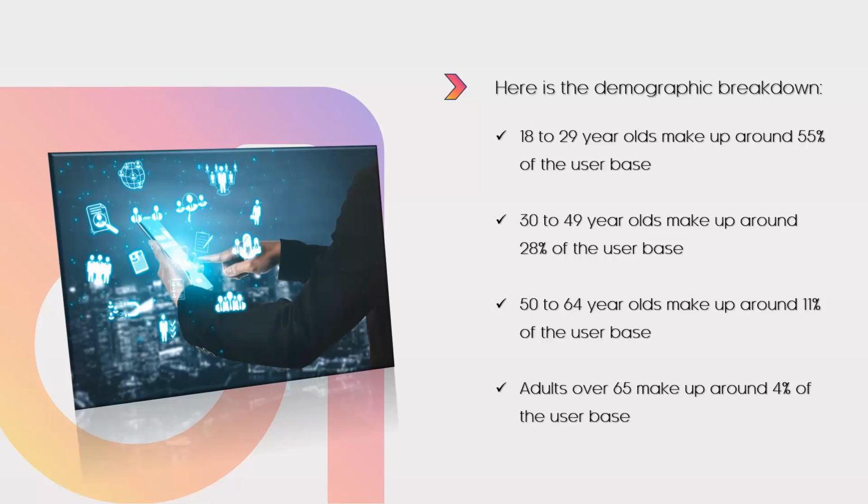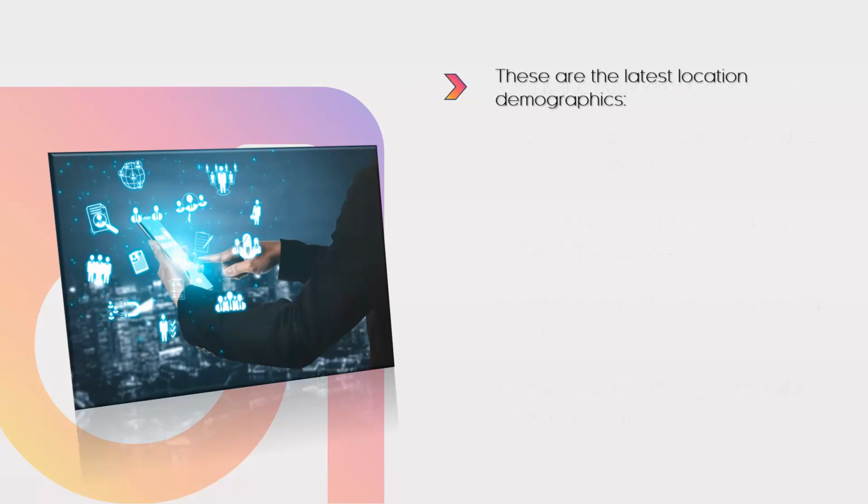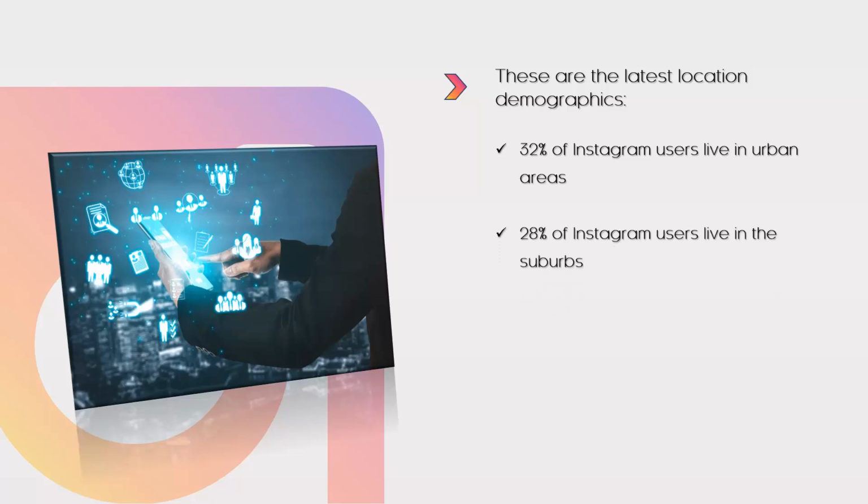Another interesting thing is where Instagram users live. These are the latest location demographics. 32% of Instagram users live in urban areas. 28% of Instagram users live in the suburbs. 18% of Instagram users live in the country.